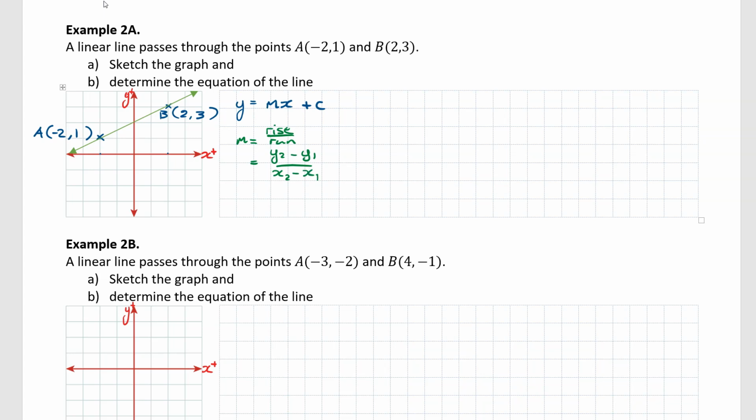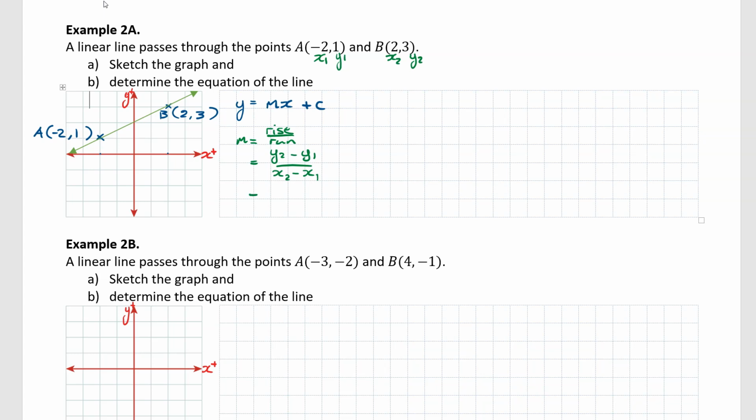Now, I'm often asked which one should be x2 and which one should be x1. The answer is it really doesn't matter so long as we're consistent. So if we say that this one is x1, then therefore this one must be y1, and similarly this would be x2, this one would have to be y2.